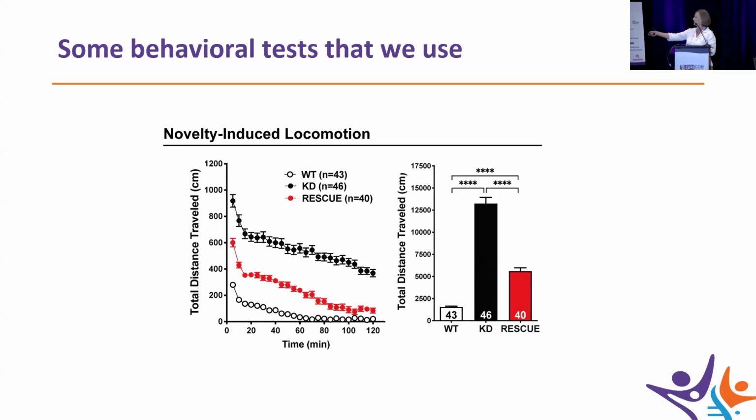And this is the GRI knockdown. Super hyperactive in this new environment, and really takes a long time to settle down. And in this animal here in red, what we're looking at is a genetic rescue. So this is where we try to improve this gene function, and we could see that, yeah, they're still hyperactive, but they settle down a lot faster.